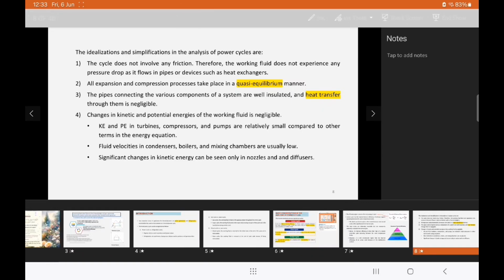Then we look into the changes in kinetic and potential energies of the working fluid, and we are saying that these two components are negligible, except that significant changes in kinetic energy can only be seen in nozzles and diffusers.